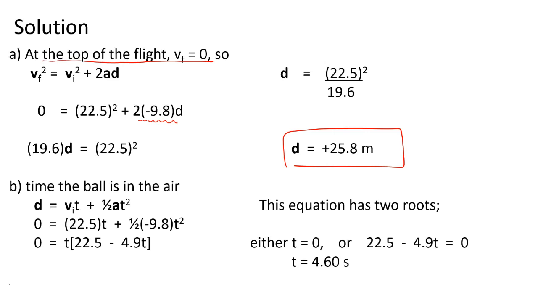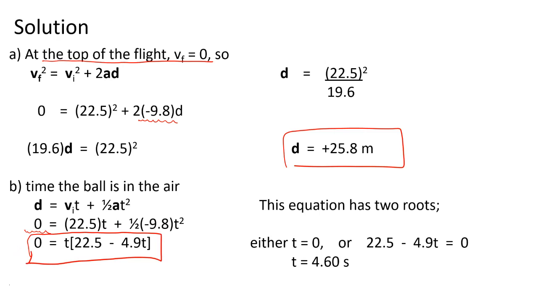Okay, the next part, if we're looking for the time that the ball is in the air, I'm going to take the starting and final, initial and final position to be the same, at the same height. So our displacement is going to be 0. The initial velocity is 22.5 up. We have acceleration acting downwards, and then we end up with a math equation that we can factor and solve.